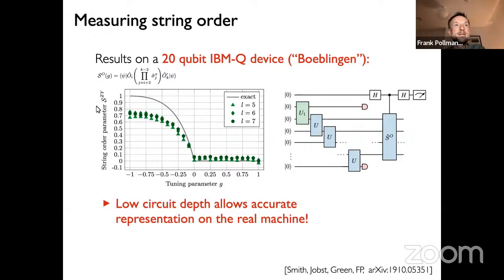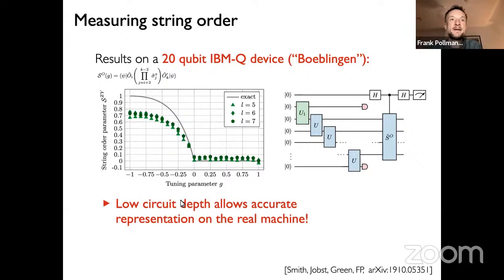And here, this plot shows the result from the actual device. We see that as we tune the parameter G, we can measure the value of the string order parameter. The black line is the theoretically expected value. And we see that indeed the measurement nicely distinguishes the two phases, right? So we actually cross the phase transition, and the string order parameter can measure it.